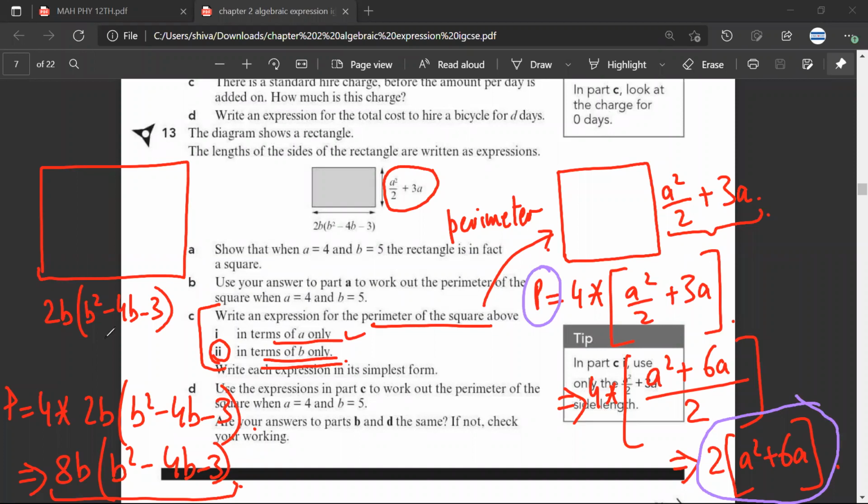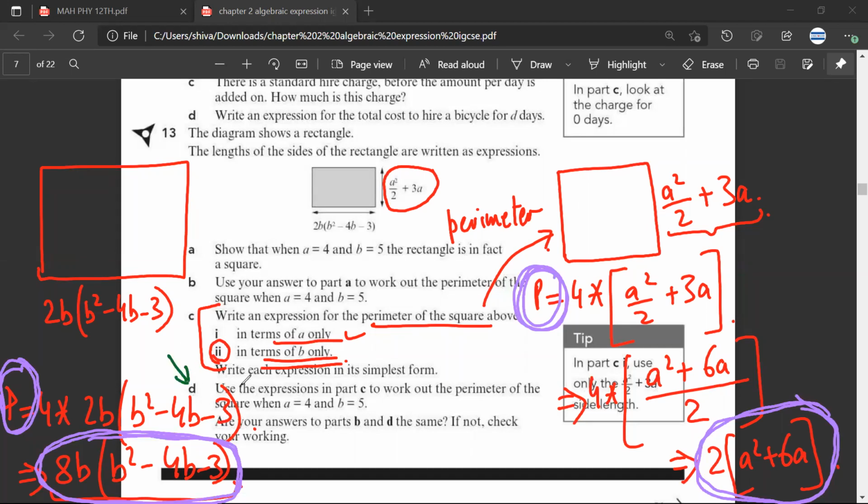And the second expression that you need to note down is P is equal to 8b into b square minus 4b into 3. Just note this down. Because this will help you to find the D part.